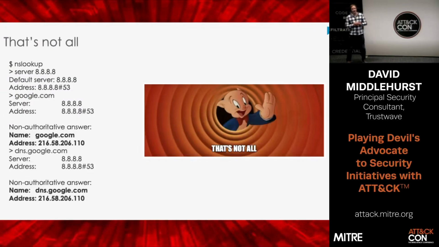So that's not all, though. Can anyone tell me the significance of this slide? This is some NS lookup output for 2 DNS records. Can you see what the significance of the IP address field is? It's the same for both lookups. For google.com, it's the same as for dns.google.com.